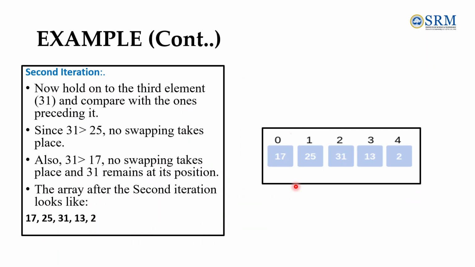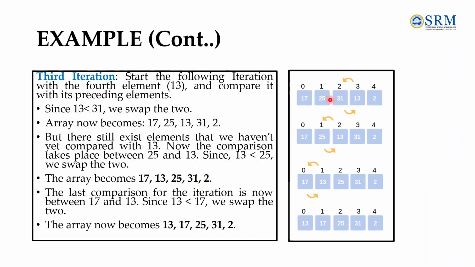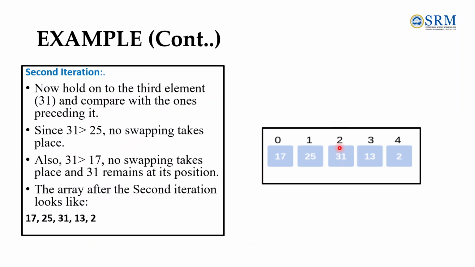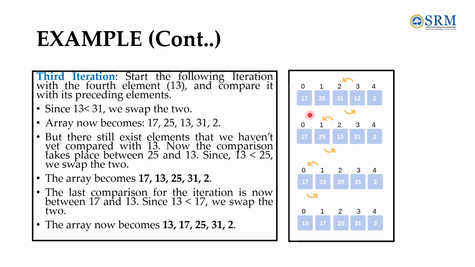Now in the next iteration, I will take the third element, 31, in the second position. I take that as the key element. 31 compared with 25: the smaller number is already in the lower position. And 31 with 17, already in the lower position. Then I will take the value 13 and compare it with 31. So I will swap it.